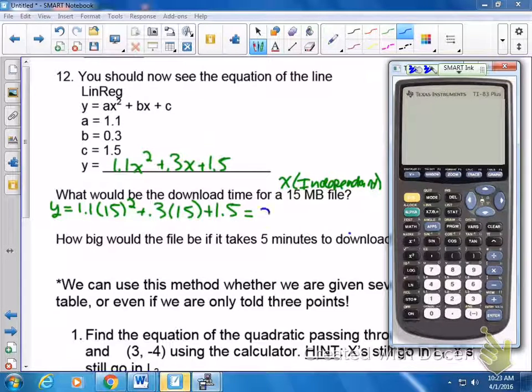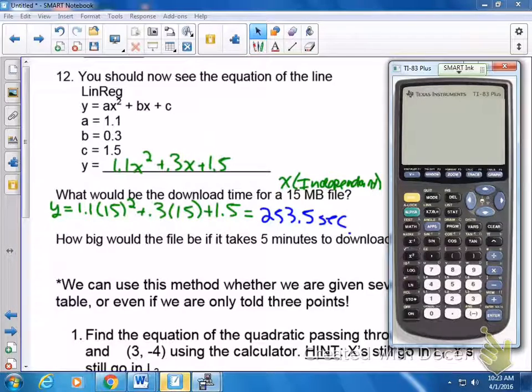It's 253.5. Now I want to make sure I have my correct label on there. We plugged in megabytes for x. That means we're getting out time, and in this case it's seconds. So it takes 253.5 seconds to download a 15 megabyte file.